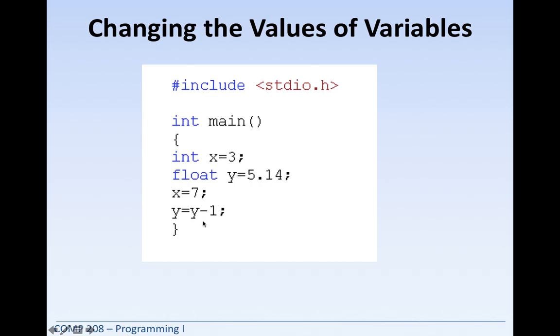y equal y minus 1. I said that if you see this, you would think that this is impossible because this is impossible in mathematics. However, it's possible in programming, as we said. What we finish first is the right hand side. We get the value of y, in this case 5.14, minus 1, we'll be left with 4.14. Yeah, that's what we discussed.